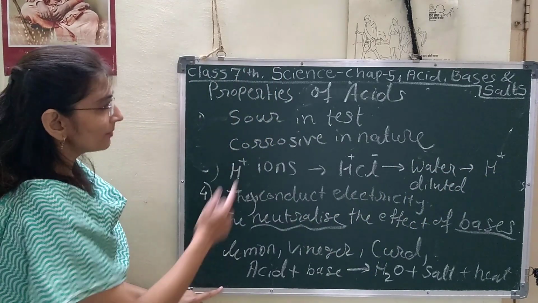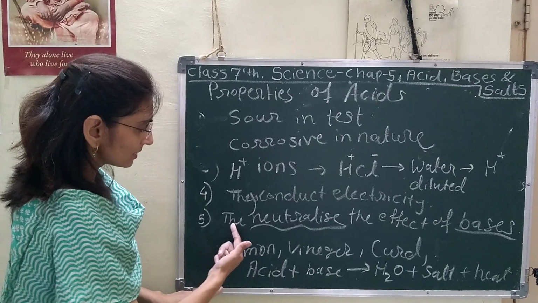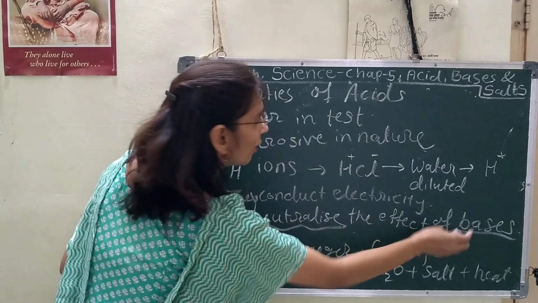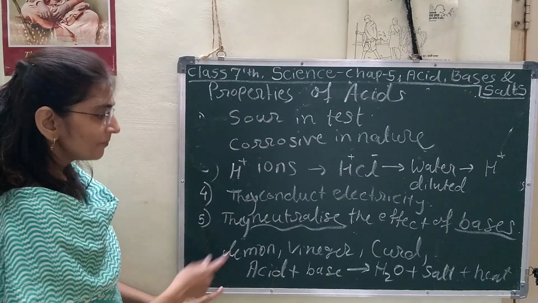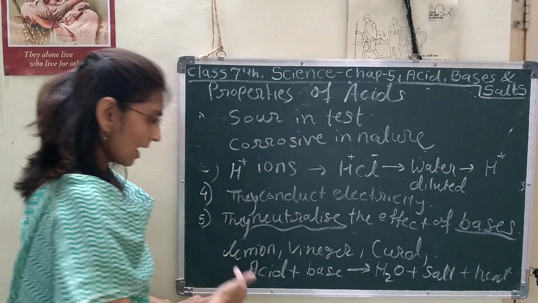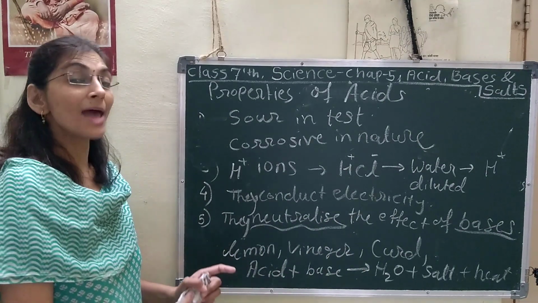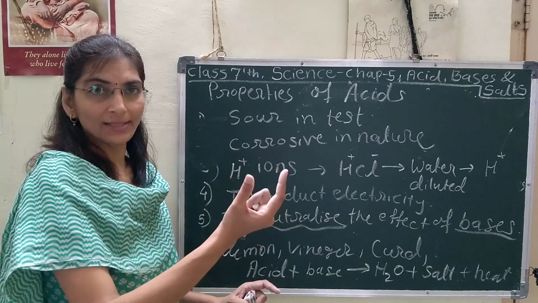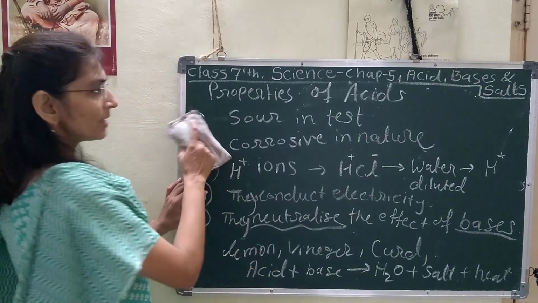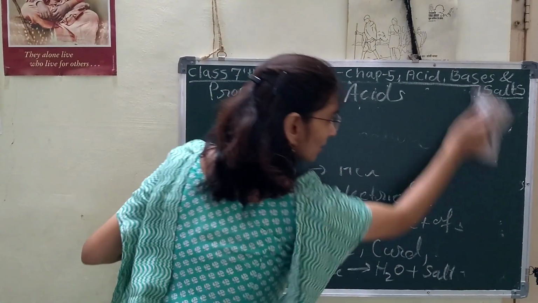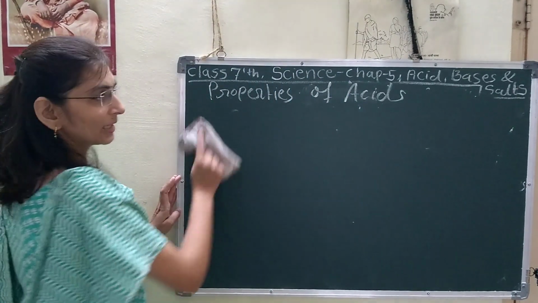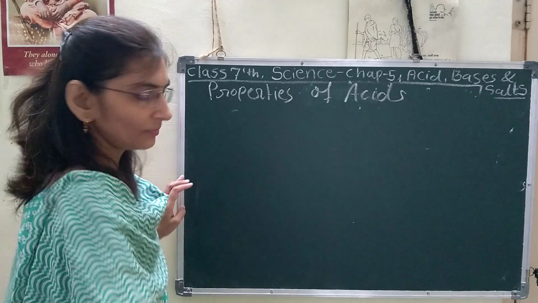Again, the fifth point under the properties, they neutralize the effect of bases. Again, examples we have seen here: lemon, vinegar, curd, and so on. Okay, HCl, sulfuric acid, nitric acid. These are laboratory acids. So we will see the next property of acid, and these are reactions of indicators with acid.